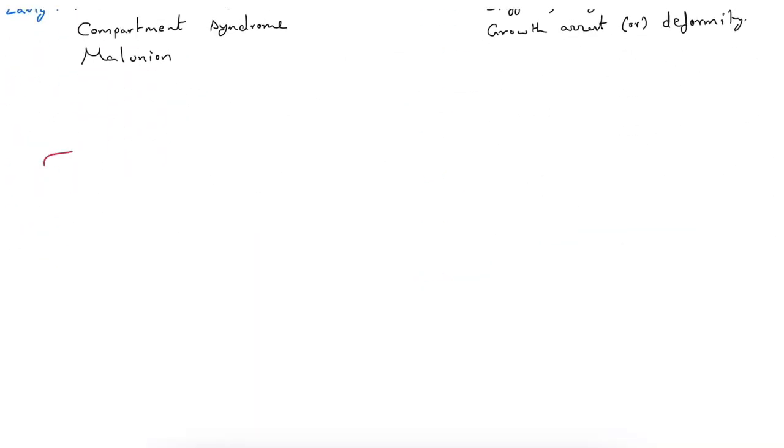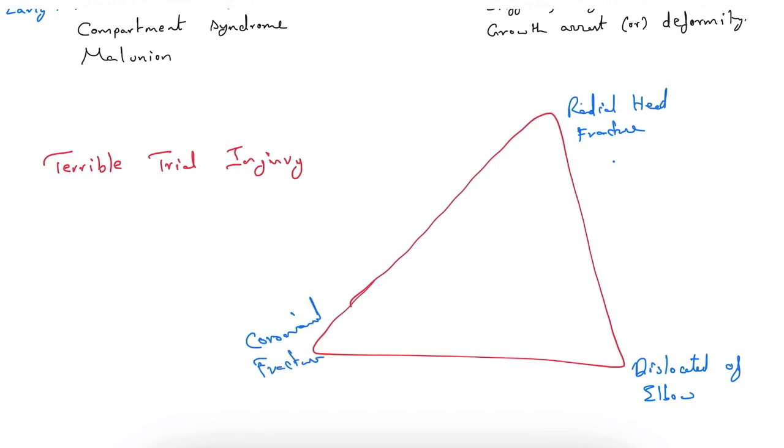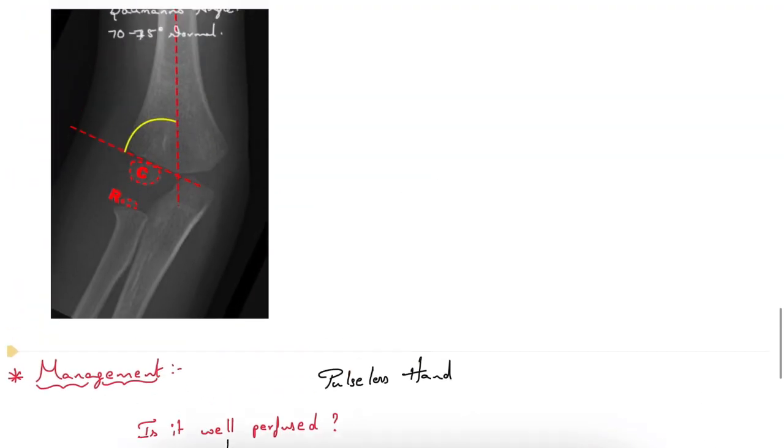The triad mostly happens in the elbow. In the elbow, we call it the terrible triad injury. Here you can see a total of 3 things. First one, radial head fracture, and we can see dislocation of the elbow, and the coronoid fracture. If you are seeing these 3 things, then it comes under terrible triad injury. It does not come in supracondylar fracture, so we don't confuse these things. Okay, so now we are going to see the management.